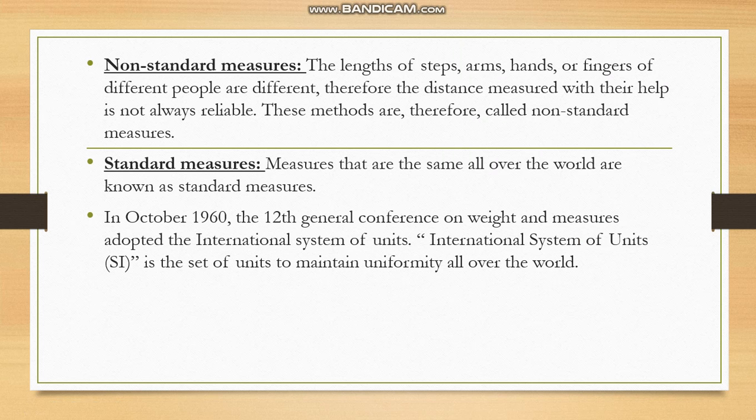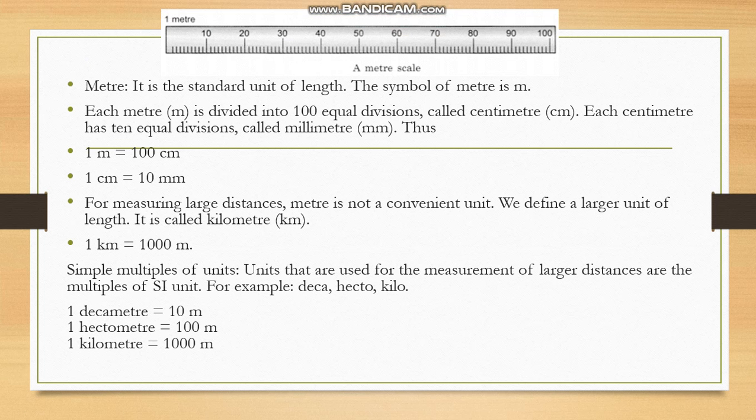In October 1960, the 12th General Conference on Weights and Measures adopted the International System of Units, called SI units. It is a set of units to maintain uniformity all over the world. Nowadays, the International System is accepted all over the world as the standard system of measurement.